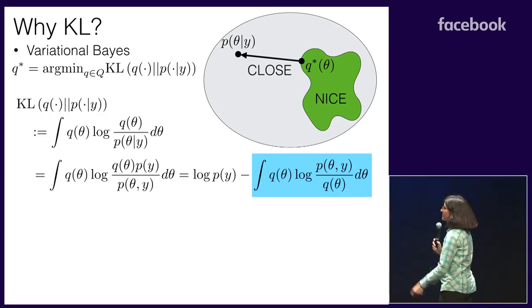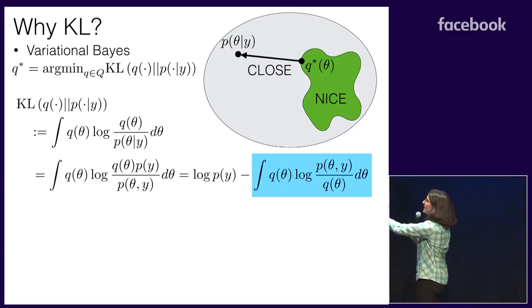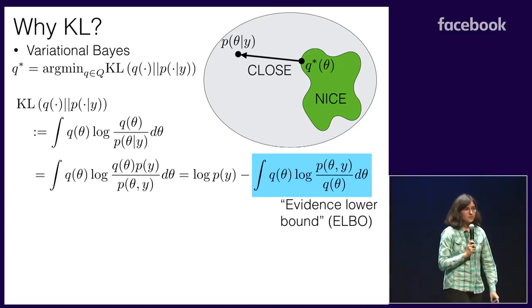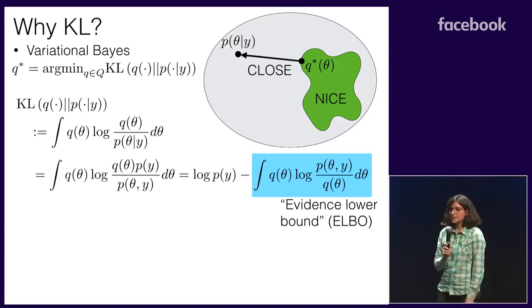Okay, so this is so important. This thing that we actually can optimize instead of the KL, it's given a name. It's called the evidence lower bound, or the ELBO. The ELBO just being an abbreviation for evidence lower bound.